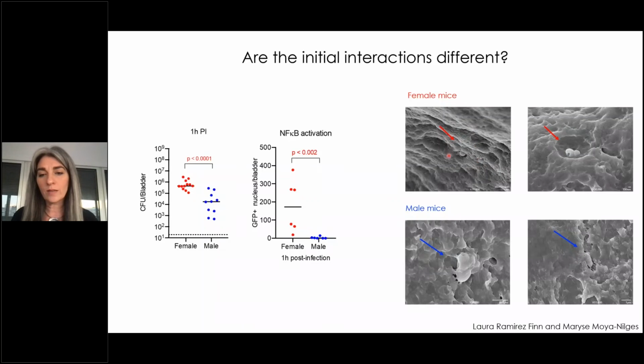And so when we look, we see these bacteria that are oriented perhaps as if they're diving into the surface of the bladder, and we see these what look almost like craters with bacteria inside of them. Whereas when we look at the male mice, what we see is the bacteria appear to be more lying on the surface of the bladder, so they're more horizontal, and you can see one lying right here. And so this is something that we're trying to understand right now.